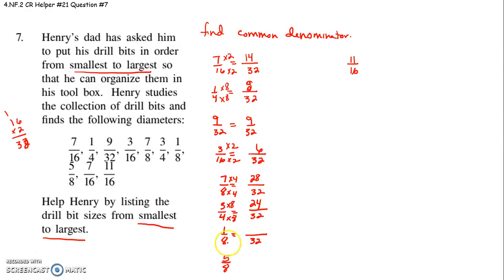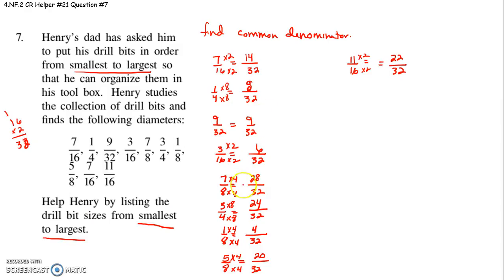1/8 is how many 32nds? Multiplying numerator and denominator by 4, that's 4/32. 5/8, multiplying numerator and denominator by 4 is 20/32. And finally 11/16, multiplying numerator and denominator by 2 would be 22/32. Okay. So we need to go smallest to largest.